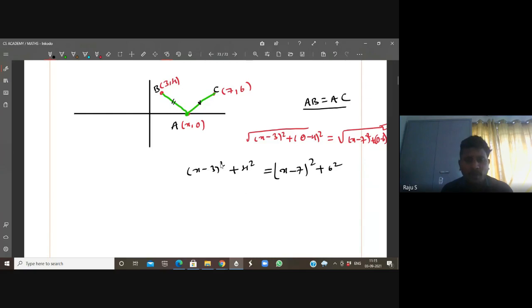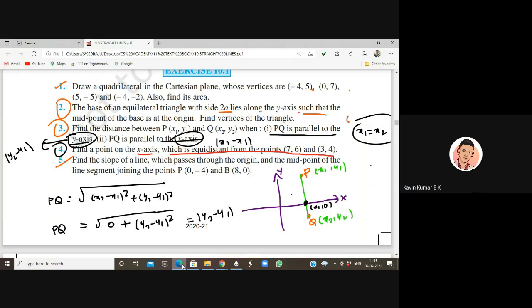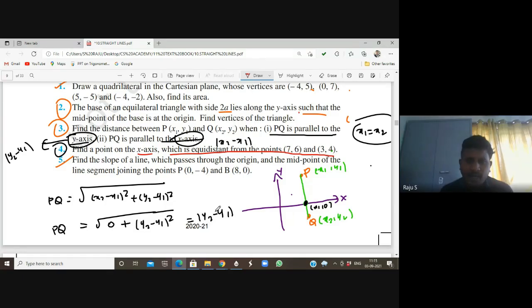Now you have to expand and simplify. One side will come as x square plus 25 minus 6x, and the other side will come as x square minus 14x plus 85. Yeah, x square gets cancelled on both sides, and we'll get the x value directly.